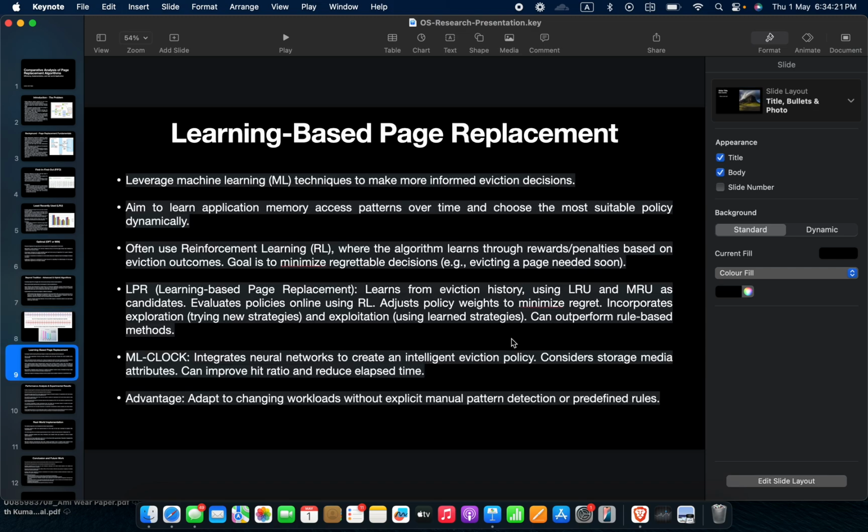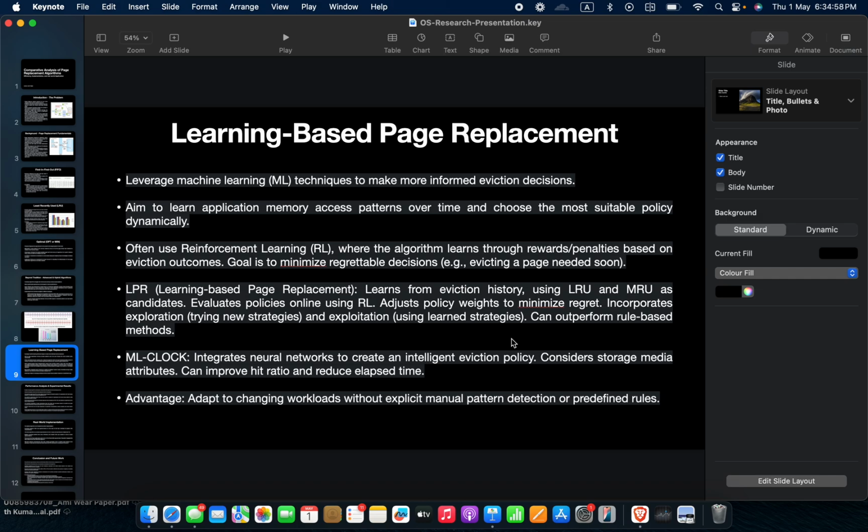And if we see the learning-based page replacement, this is more of the machine learning type of page replacement algorithm. So taking algorithm evolution a step further, researchers have begun applying machine learning techniques to page replacement decisions. This approach aims to learn application memory access patterns over time and dynamically select the most appropriate policy. So as AI and machine learning are evolving, I think this is one of the most interesting parts that I came across while referring to different research papers.